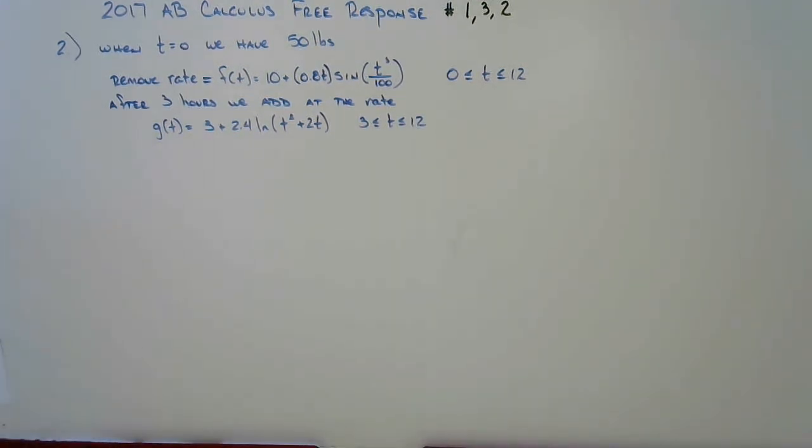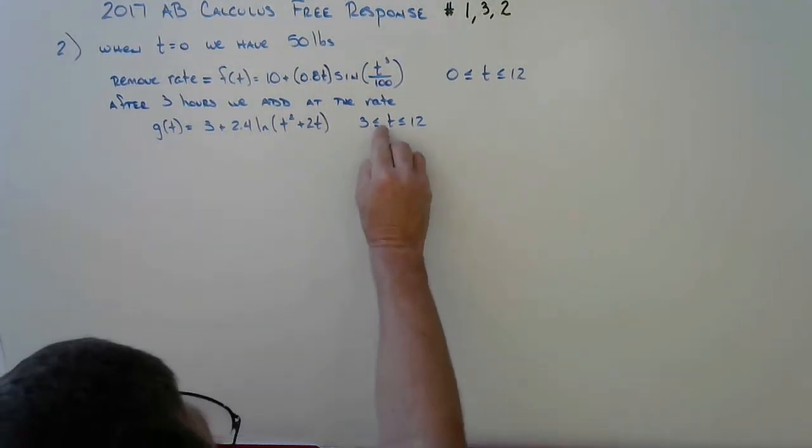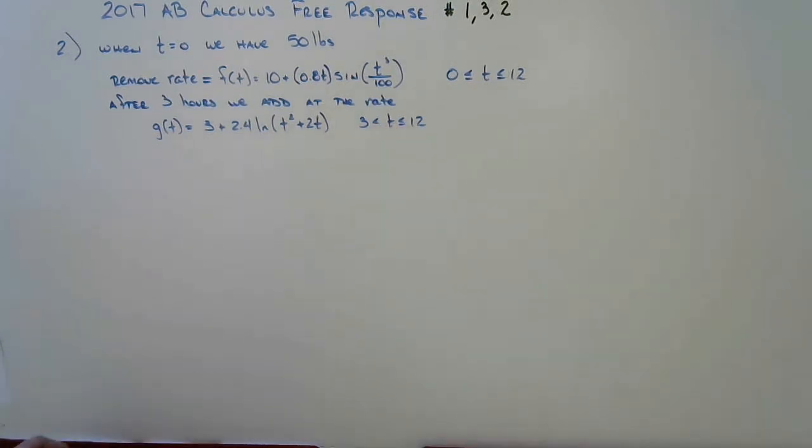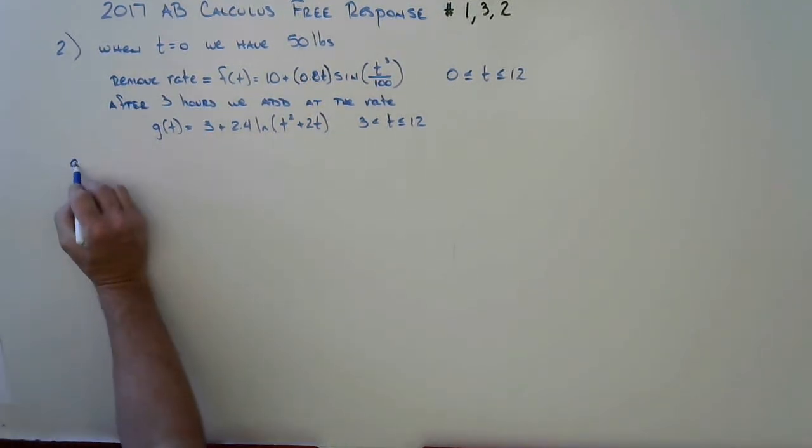Okay? And it said after 3 hours. Now, on these kinds of problems, it's always best, probably right off the bat, to just define these two functions in your calculator. Get them in there, that way it's going to save you time down the road. Now, part A says, how many pounds of bananas are removed from the display during the first 2 hours?